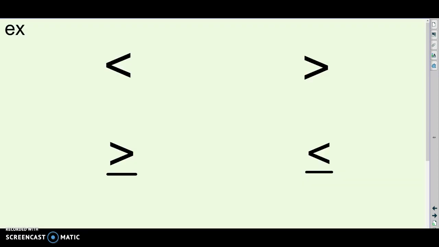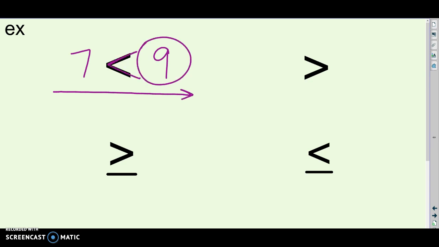So we need to be able to look at the symbols and understand what they're saying. Okay, we know the names of them now, but what do they really mean? Well, let's do an example for each one. I could give an example and say 7 is less than 9. Okay, that would work for using this symbol, and I read it from left to right. 7 is less than 9. This symbol, the bigger side is always going to eat the bigger number. Helps you put it in the right way.